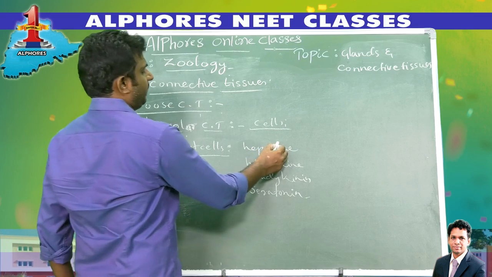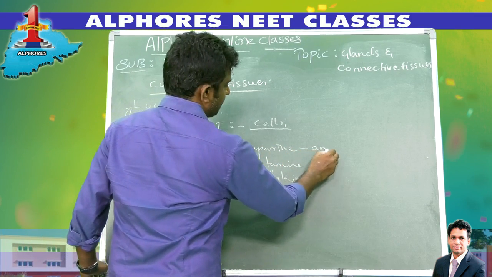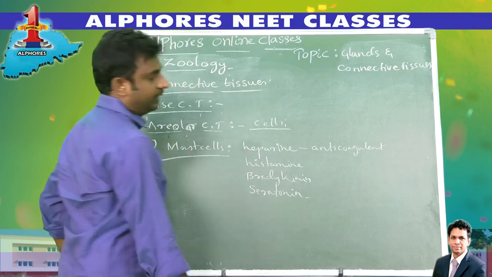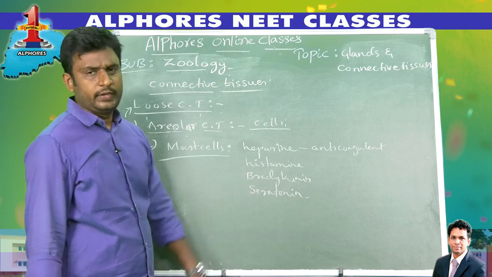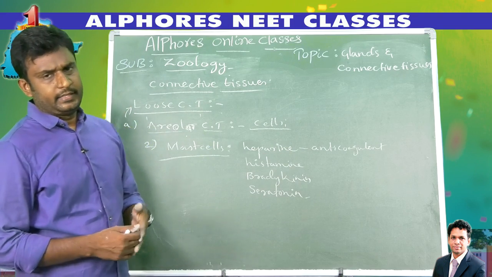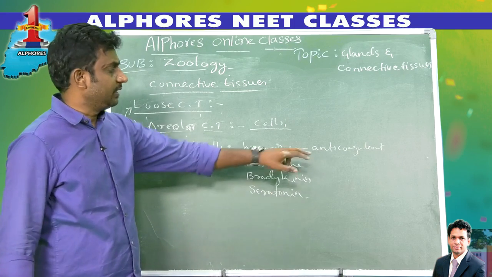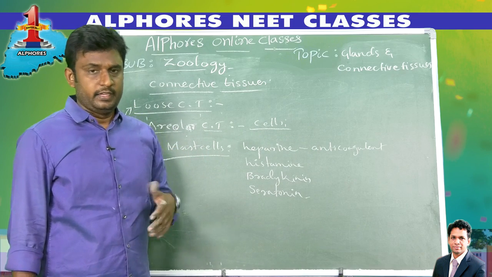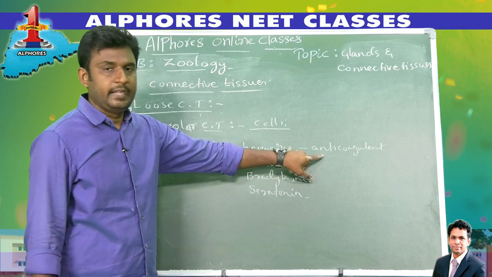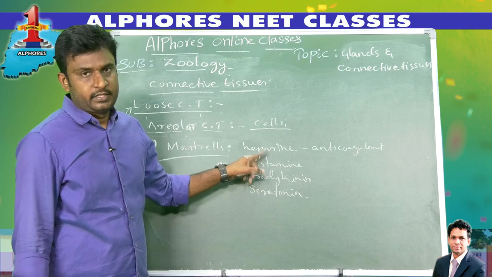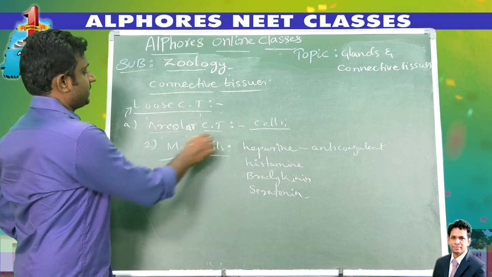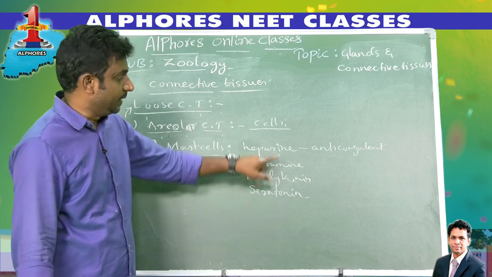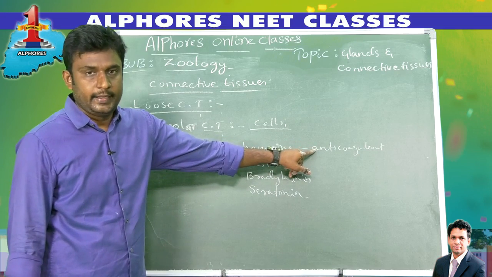So you know that heparin. What is heparin? Heparin is an anticoagulant. What is the meaning of anticoagulant? Anticoagulant is present in our blood. It prevents the clotting of blood. While the blood is flowing inside our blood vessels, it will not clot due to the presence of the anticoagulant called heparin. So this heparin is secreted from the mast cells present in the areolar connective tissues.